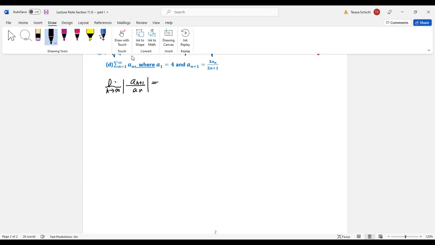All right, so now I will say this is the limit as n approaches infinity of a sub n plus 1 over a sub n. So what is a sub n plus 1? This is 3a sub n over 2n plus 1. Now here is a sub n. Because a sub 1 is 4 and a sub n is 3n, we know it's all positive numbers, so I can remove these absolute values. So this is 3a sub n, this is 2n plus 1, this is a sub n. Now I flip it.